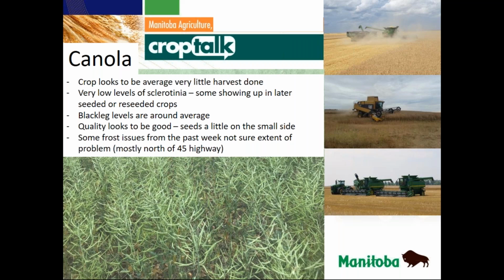Regarding disease-wise, I'm starting to see some sclerotinia showing up in the later seeded crops, and I'm not sure if it's because maybe some of those crops weren't sprayed for disease, but sclerotinia is showing up in those crops. Not bad, but it's definitely easy to find in those fields. Black leg levels, I don't think are any worse than every other year, and I would say probably right about average.